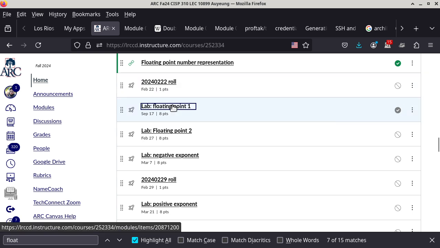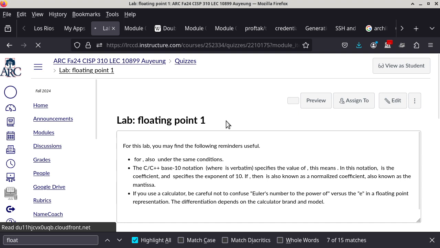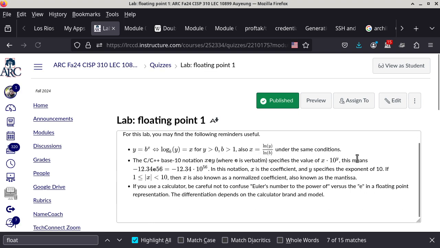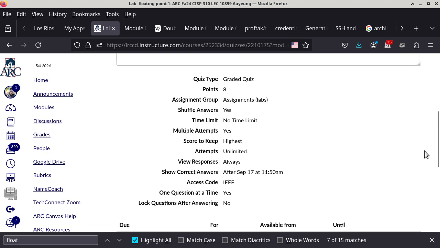So I'm making it visible already, and I'll write down the actual access code on the whiteboard. It's IEEE. I did not take roll today, but doing the lab is kind of taking roll too. So this is our access code. This is an I, not a one.